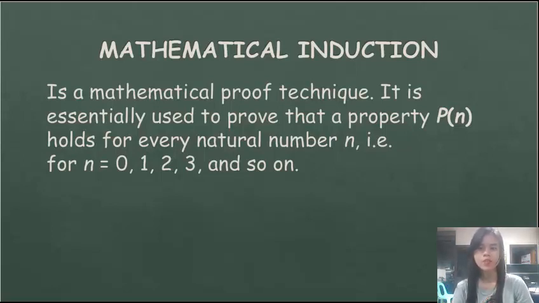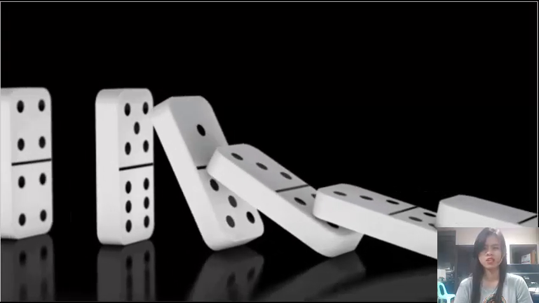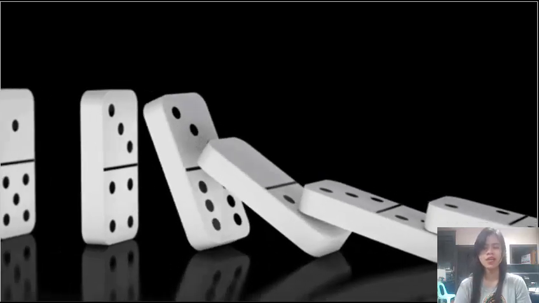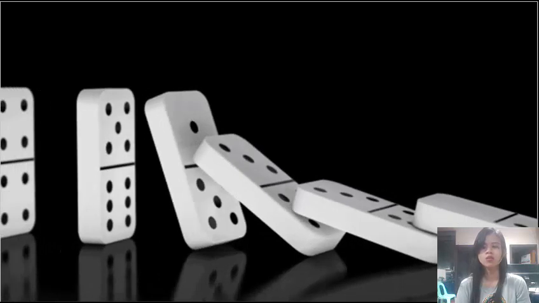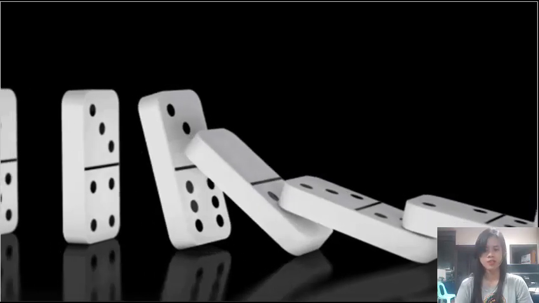Now let us start. It is a mathematical proof technique. It is essentially used to prove that a property of n holds for every natural number. So n could be 1, 2, 3, and 4, and so on. Have you heard about the domino effect? When any domino falls, the next domino falls. So all dominoes will fall, and that's how mathematical induction works.